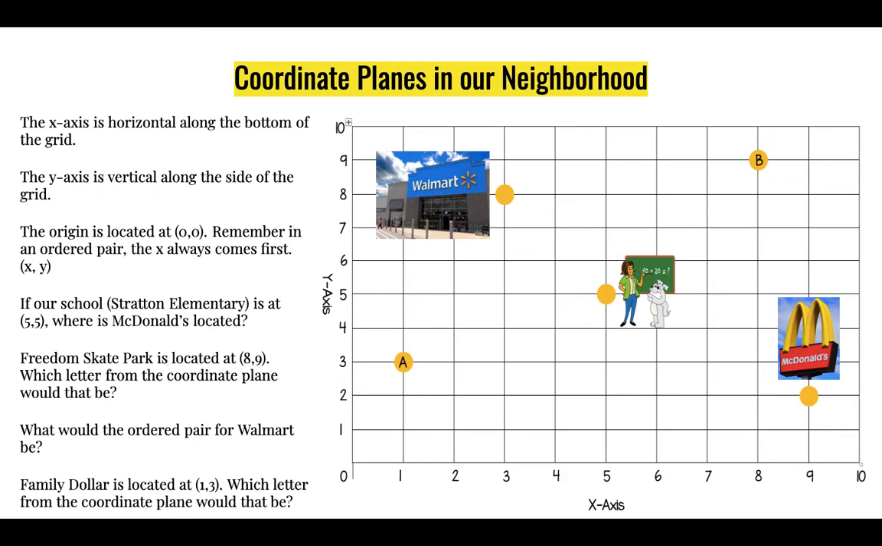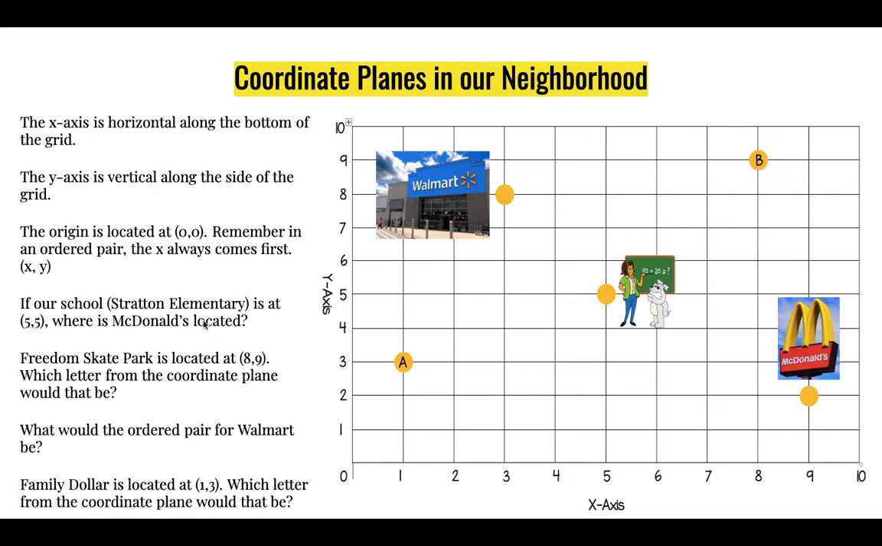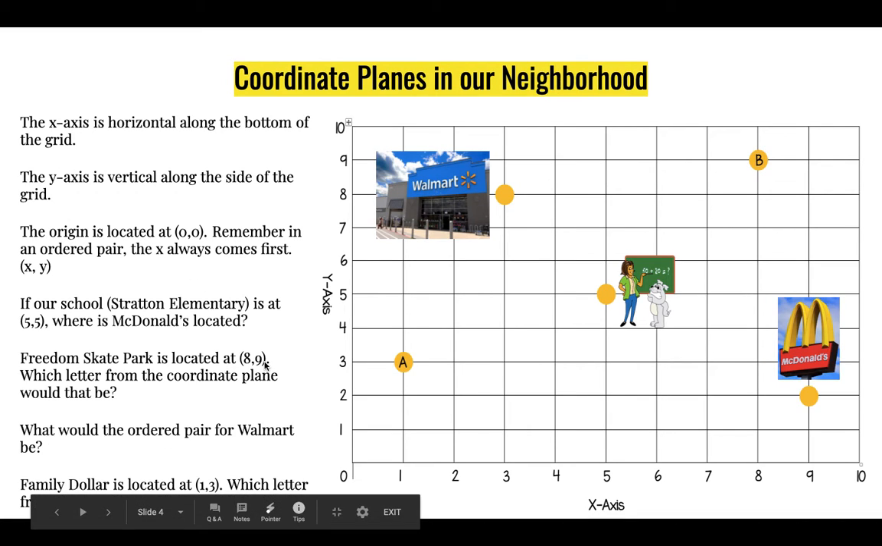So, it would be easy if you just look at Freedom Skate Park, and if it were A, then Family Dollar would be B. But you need to check to make sure. So, if Family Dollar is located at 1, 3, remember your X comes first. So, your X would be 1, and your Y would be 3. So, would that be A or B? Okay, so you need to answer those questions.